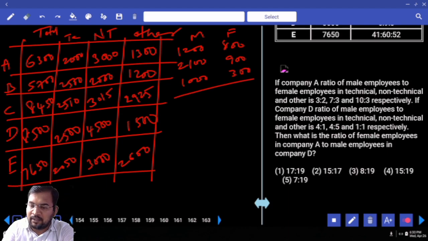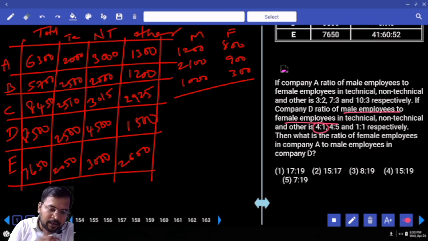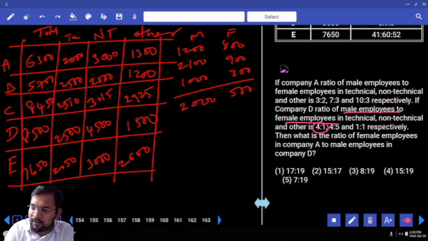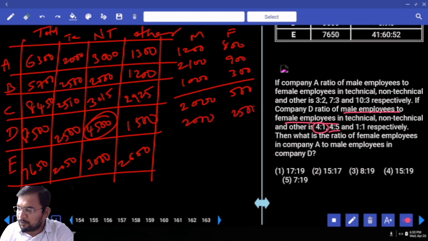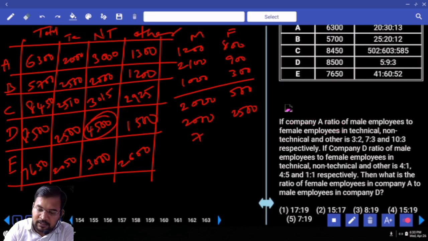Okay. This is which company? A company. Company D. Ratio of male to female. Same. 5 parts. Company D. 5 parts is nothing but 2500. Each part is 500. 2500. Next, 9 parts. 9 parts is 4500. Each part is 500. 2000. Next, 1:1, na? 750. This is company D.